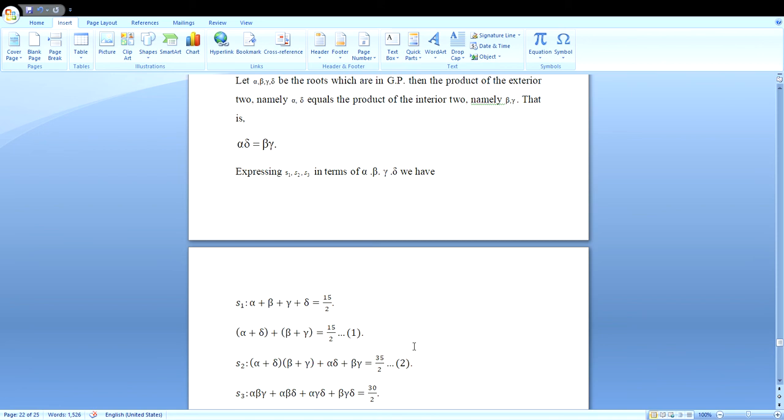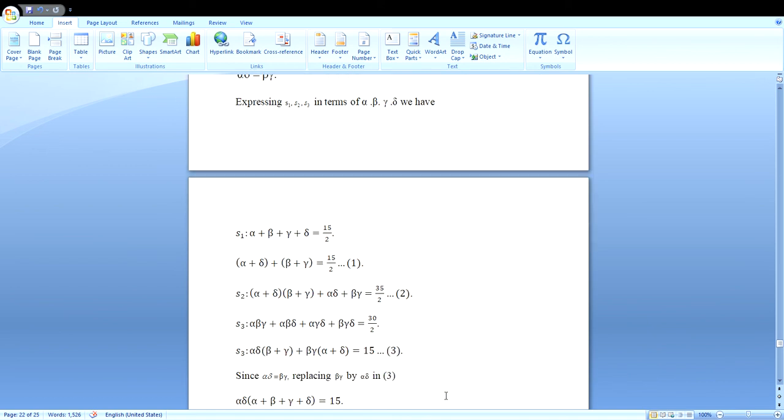which is equal to 15 by 2. And S2 is alpha plus delta into beta plus gamma plus alpha delta plus beta gamma equal to 35 by 2. S3 is alpha beta gamma plus alpha beta delta plus alpha gamma delta plus beta gamma delta is 30 by 2.